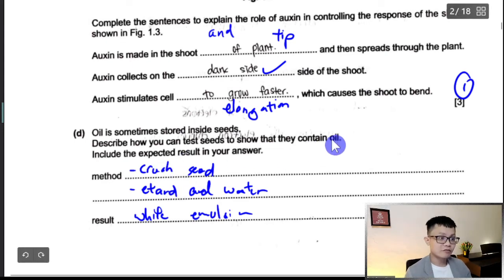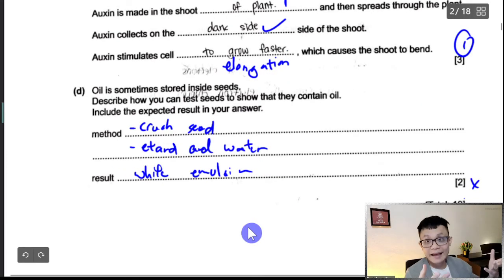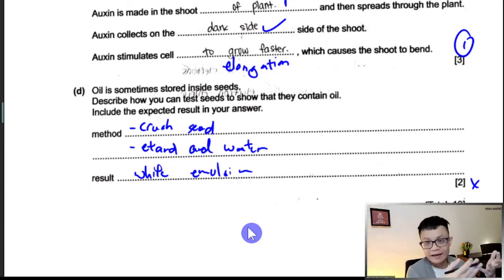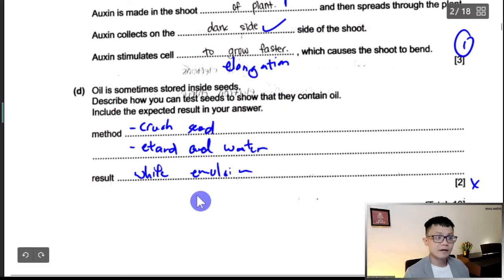Describe how you would test it. So how do you test for oil? Usually we use ethanol, and if there is a white emulsion, then we know there's oil. So what you need to do is crush the seed. After crushing, mix it, pour ethanol and water into it, and see whether there is a white emulsion or not. If there is a white emulsion, it means there are fats or oil. So we have the starch test, the protein test, and one of them is the fats test or oil test.